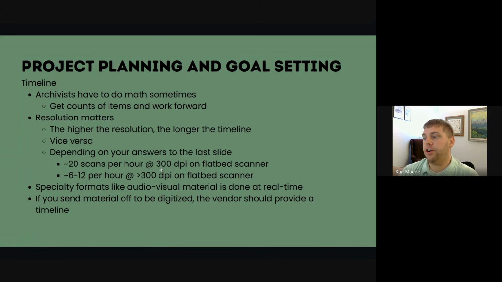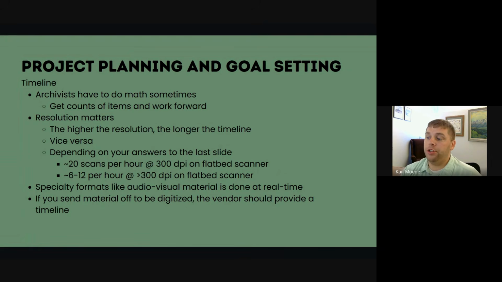So here at the American Heritage Center, if we have material that's in pretty good condition, in other words, it's not crumbling, it's not falling apart, it's not ripped, it's not onion paper or onion skin, because that will take longer. If it's in good condition, we can get about 20 scans per hour at 300 DPI on a flatbed scanner.